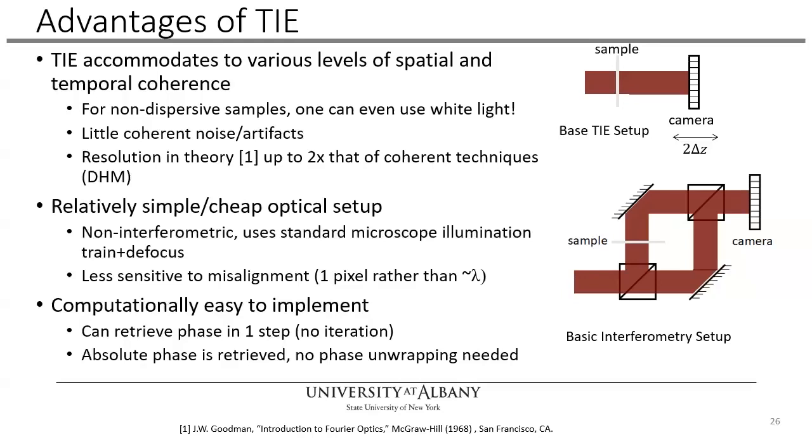So the advantages of TIE above this are you literally just take your regular microscope and move the camera. So you need an extra motion control stage, but that's about it in your system. You can get away with partially coherent illumination, in fact, very low coherence, which really means you can use even white light in some cases, just a standard microscope. We use LEDs because it makes the results a little better, but you don't need the monochromatic nature of lasers to do this. You don't need spatial coherence. So again, LEDs, white light instead of lasers can work for this. You don't tend to have a lot of coherent noise and artifacts because of that.